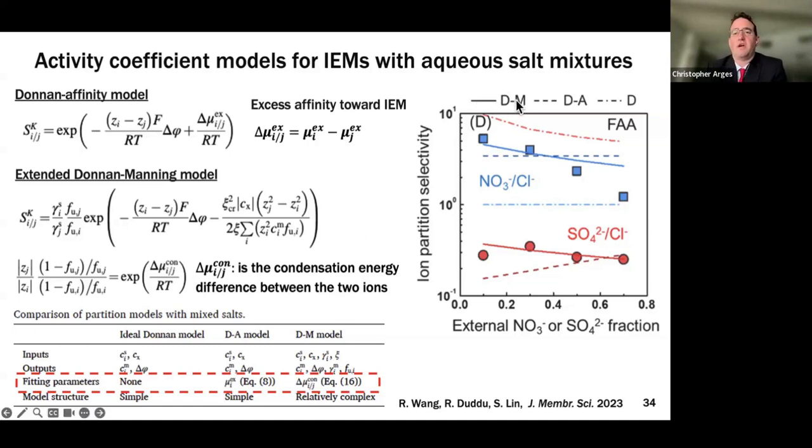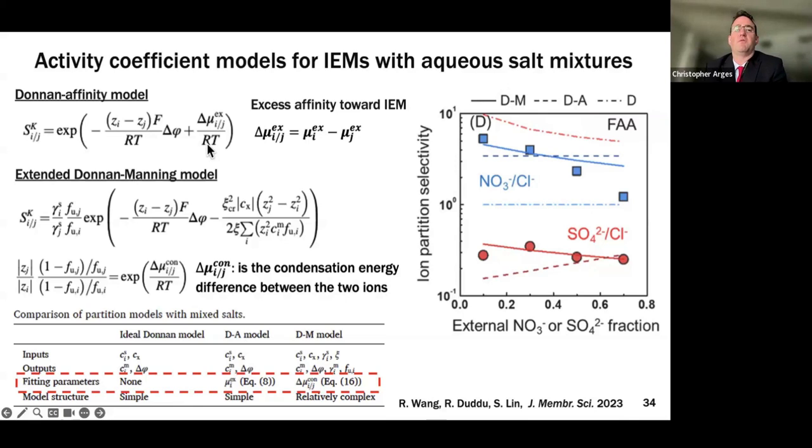So the dark lines are this extended Donnan-Manning model here. This normal dashed line is Donnan affinity, and this dash-dot line is just the Donnan model. So the first point is the Donnan model, which is an ideal solution, and it misses the mark by quite a bit. So we talked about the Donnan-Manning model and this Donnan affinity model. This Donnan affinity model works pretty well.